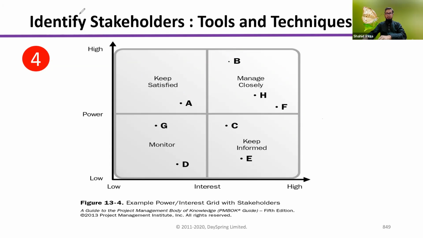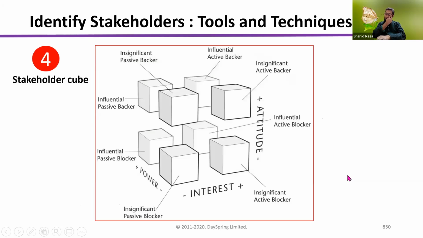Okay, so I think, is there anything else? That was the two-dimensional analysis of stakeholders. But now PMBOK is saying that stakeholders are becoming so complex that using only two dimensions, power and interest, or power and influence, analyzing only two attributes of the stakeholders, you cannot actually understand your stakeholders. You have to consider other attributes also, not only interest and power. Maybe you have to add attitude also.